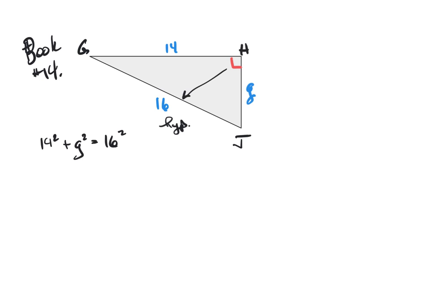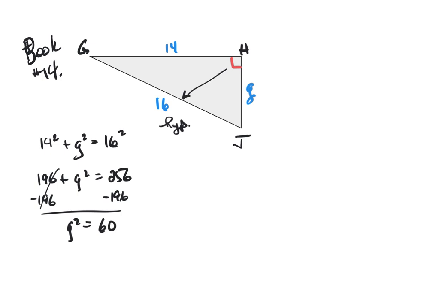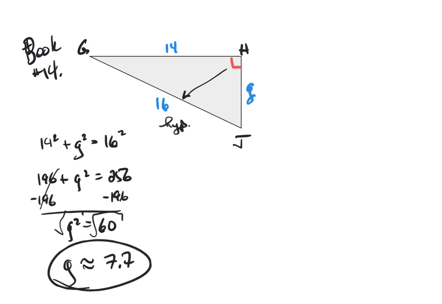And we dig out our calculators. 14 times 14 is 196. 16 times 16 is 256. So we'll move our 196 to the other side by subtraction. And I'm going to double check so I don't mess up the subtraction. Yep, there we go. So we get 60. And to get rid of the power of 2, we take the square root of both sides. So G will be the square root of 60, which is approximately 7.7. Right, so we have our missing side. No trig required, just Pythagorean theorem.